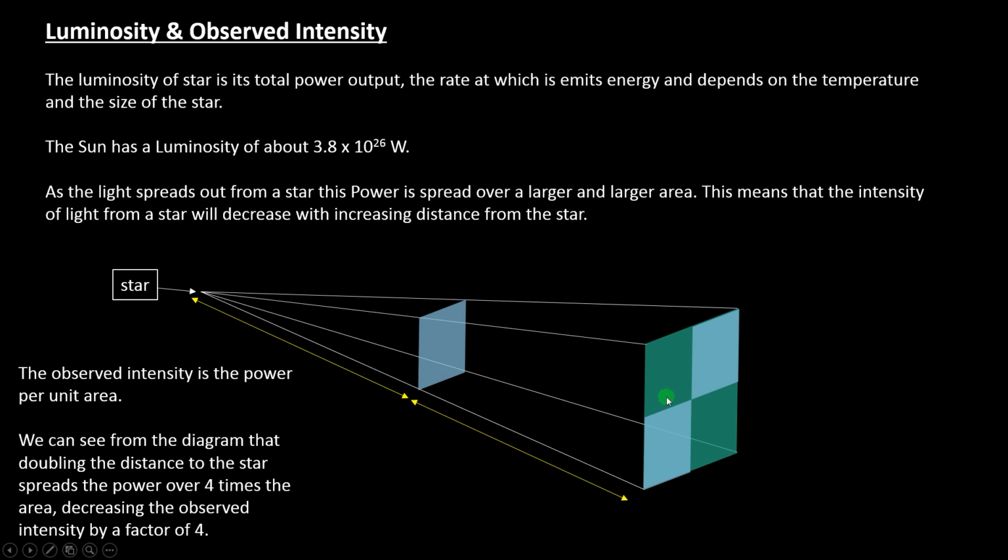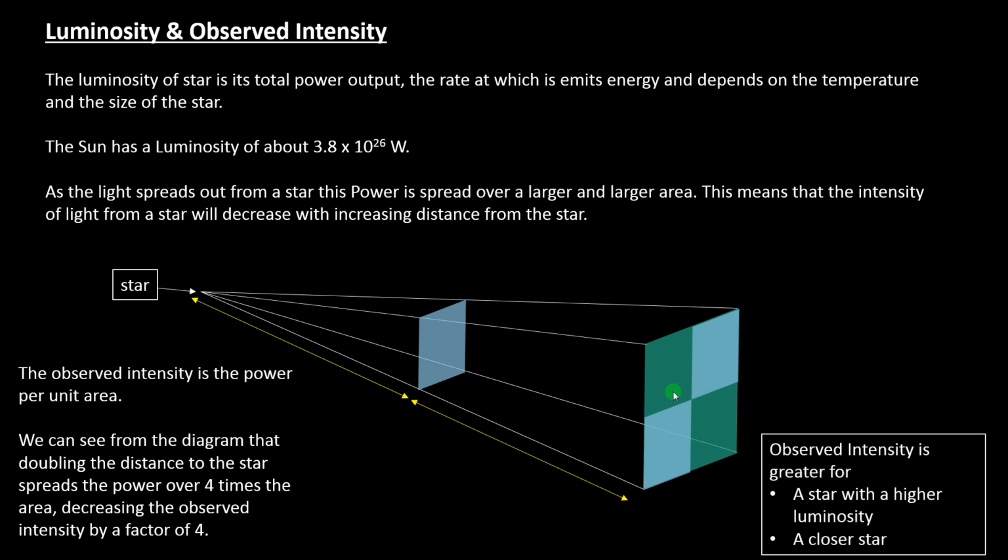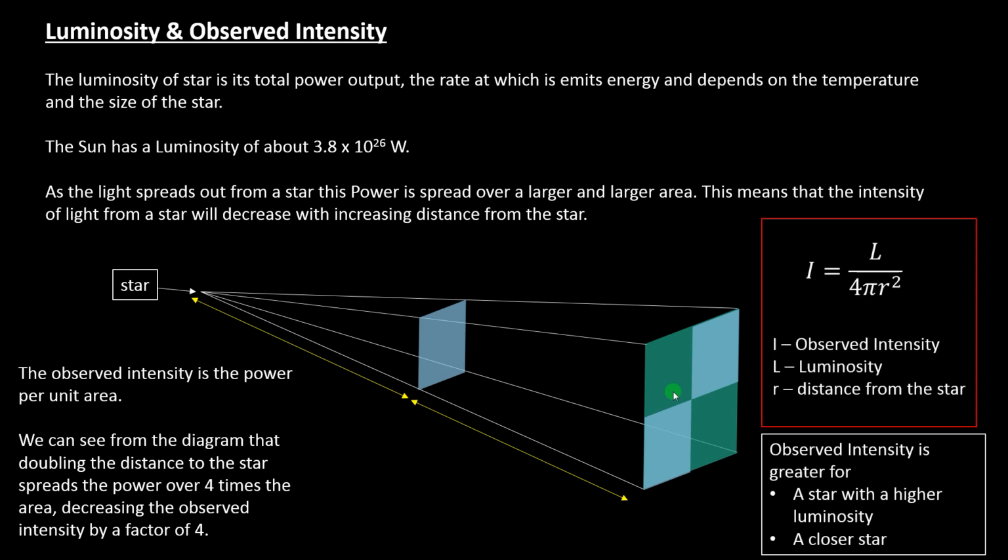Okay. Now, the syllabus says that you have to have a qualitative description of how we use Cepheid variables for distance measurement. I'm not going to actually do any calculations here, but I think it's useful for you to know that there is a formula that links these things together. So qualitatively, we need to know that the observed intensity, that's what we see on Earth, is greater for a star with a higher luminosity. That makes sense. Okay, the more power it's giving out, the more intensity we're going to see, and it's also greater for a star that is closer to us. Okay, that means the light is spread out less.